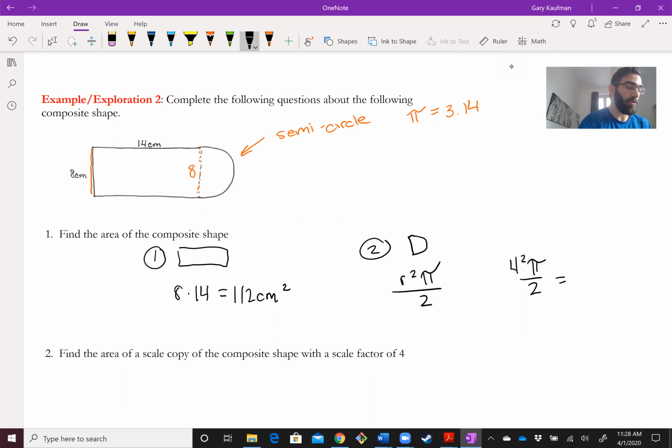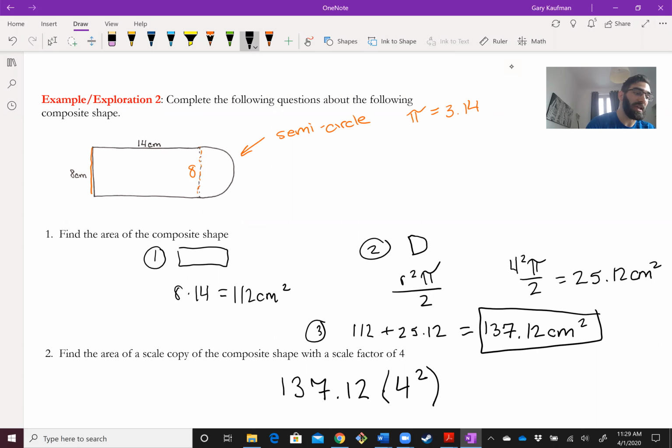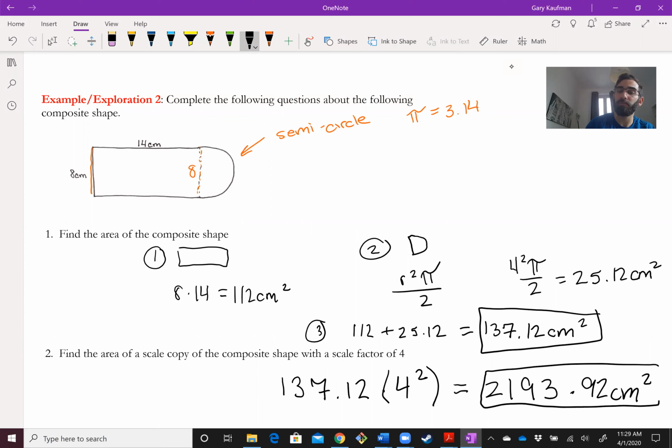Remember, we're using 3.14. And when I do this, I get 25.12 centimeters squared. I add that to my rectangle in step 3. And I get 137.12 centimeters squared. This is the area of my composite shape. Now, using the fact that it's a scale copy that was created using a scale factor of 4, therefore I must multiply by 4 squared, which is the same thing as 16. And I find that my scale copy has an area of 2,193.92 centimeters squared.